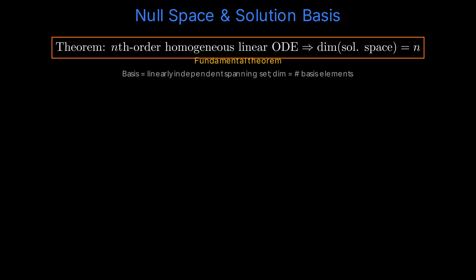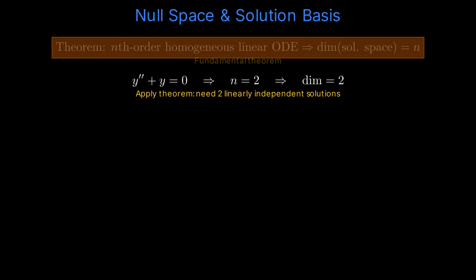Recall that a basis is a linearly independent set that spans the space, and the dimension is the number of elements in any basis. Our equation y'' plus y equals 0 is second order, so n equals 2. That means the dimension is 2, and we need exactly 2 linearly independent solutions to form a basis.